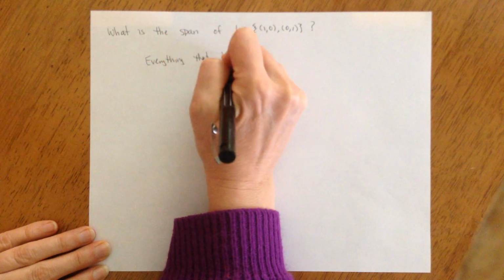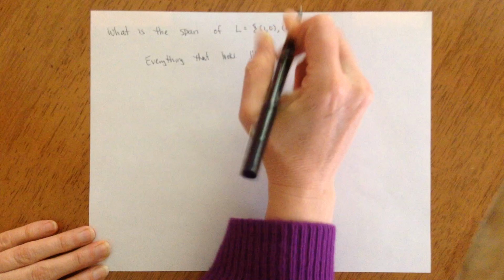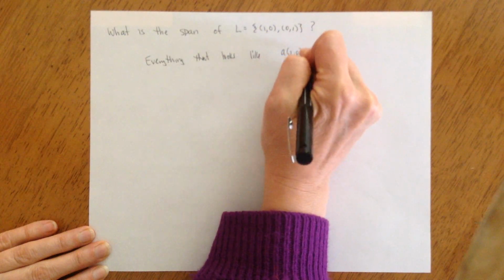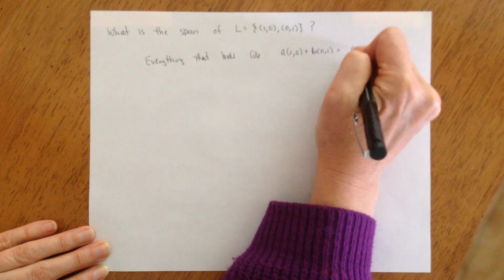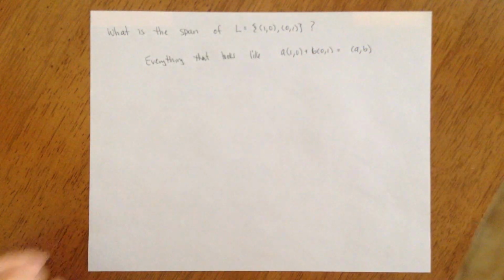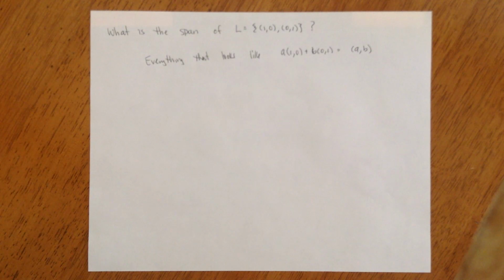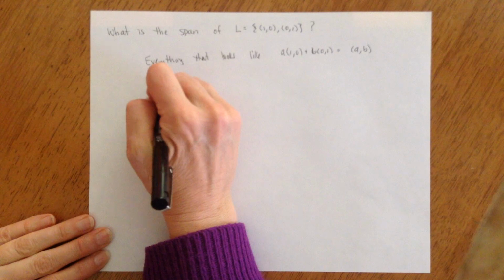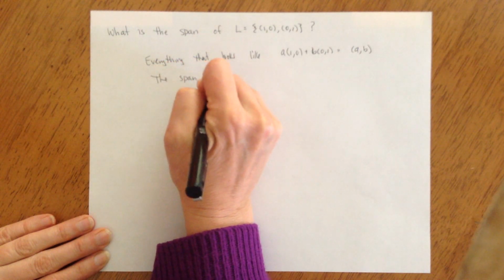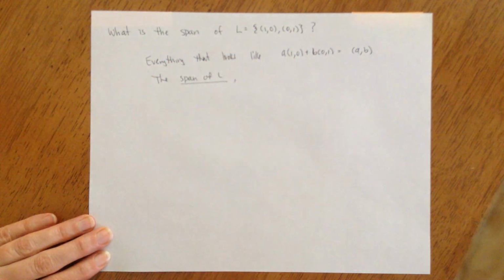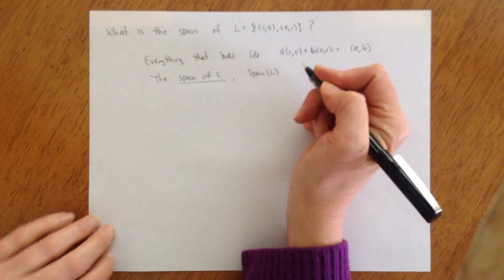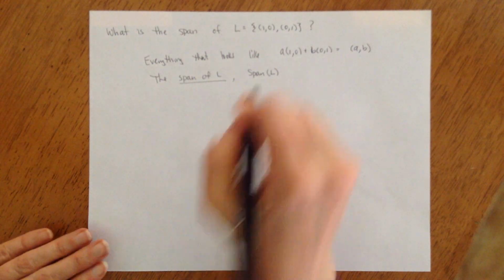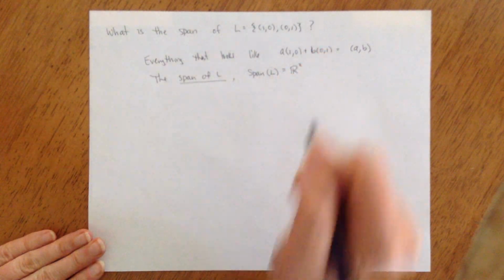in this case, that looks like something times the one vector plus something else times the other vector, which in this case would be all ordered pairs. So the span of L, which some books denote by SPAN with like a function, the span of L is equal to all of R2.